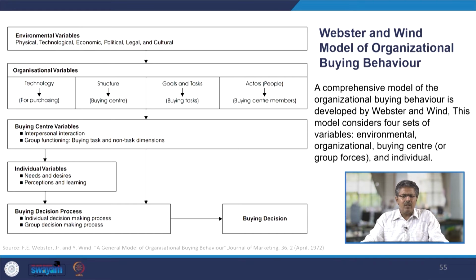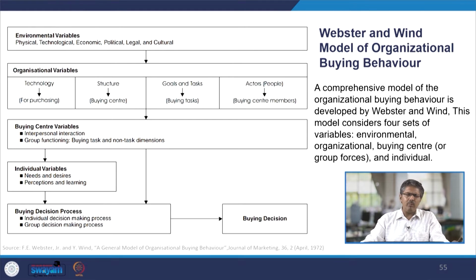For example, the goals can change with time. Organizations nowadays are getting more concerned about the environment and ecological factors, and they are molding their objectives accordingly. And finally, who are the people involved, and what is their responsibility, what is their role. So, Webster and Wind have said that these 4 are a part of the organizational variables.